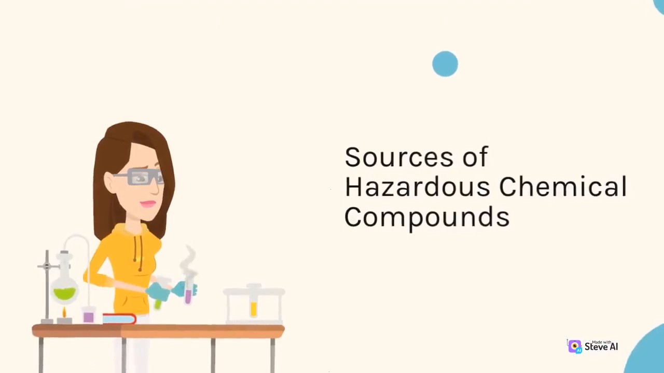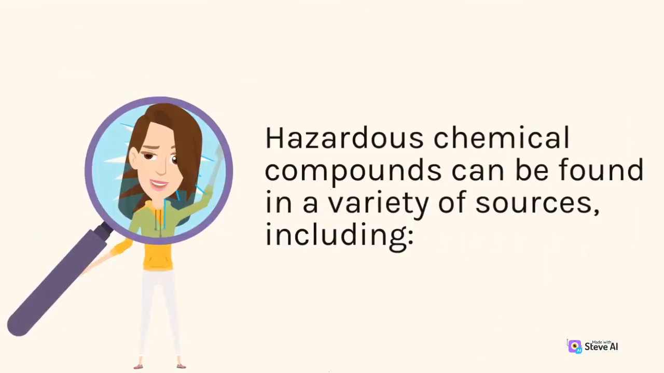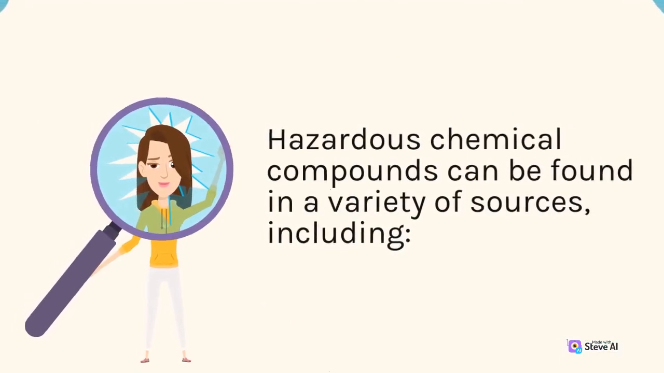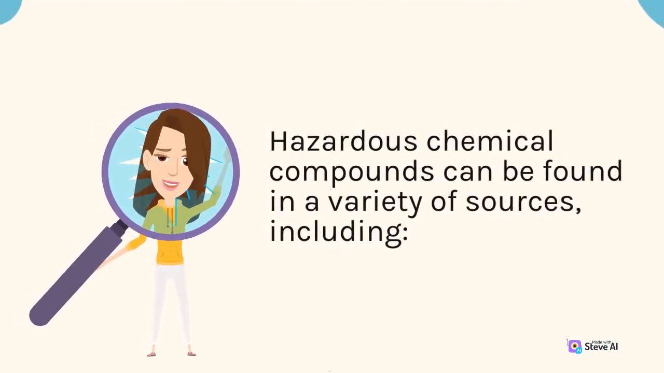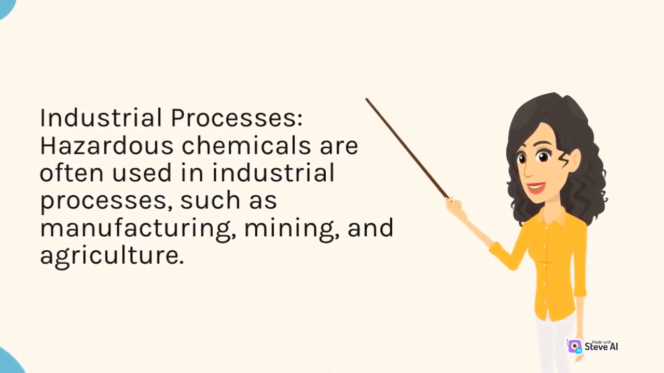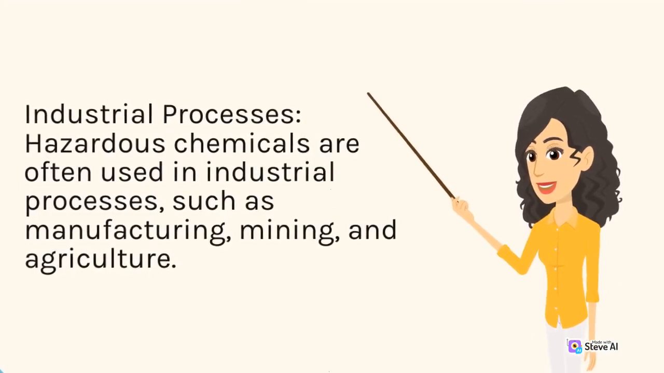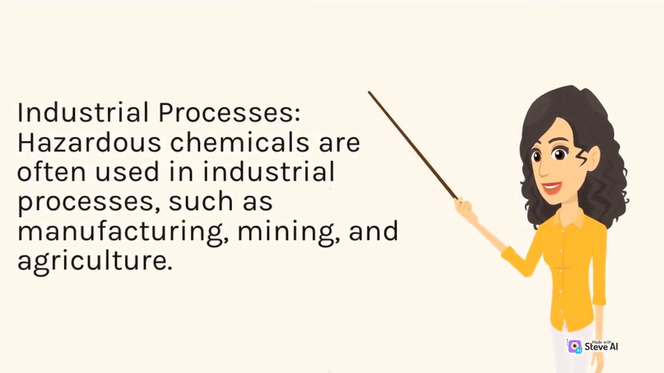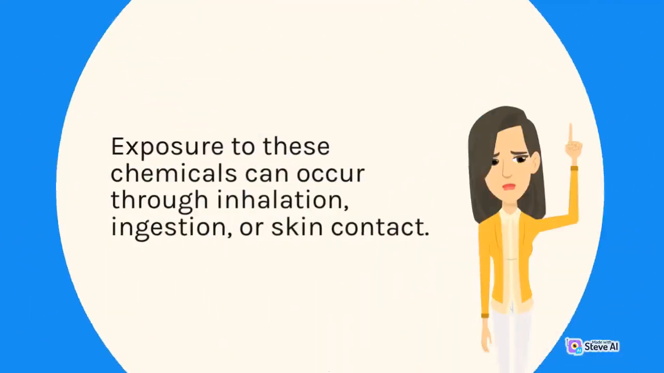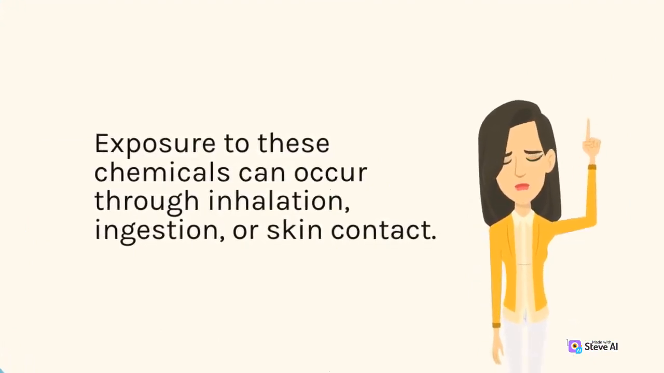Sources of hazardous chemical compounds. Hazardous chemical compounds can be found in a variety of sources, including industrial processes. Hazardous chemicals are often used in industrial processes, such as manufacturing, mining, and agriculture. Exposure to these chemicals can occur through inhalation, ingestion, or skin contact.